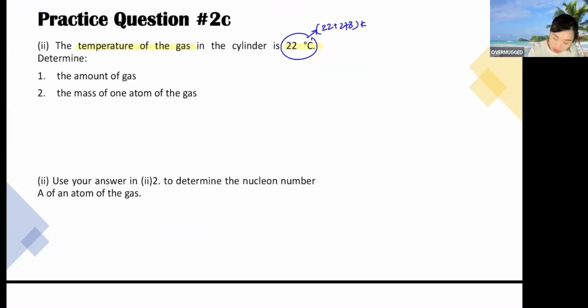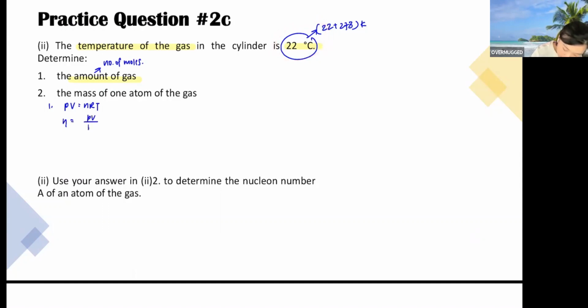When you want to calculate, determine the amount of gas. When they ask for this question, usually they mean number of moles. So how do we find the number of moles of gas? The only formula that you know is PV equals nRT. They have given the P earlier on already, the V, R is a constant, temperature is also given here. You can calculate your n.